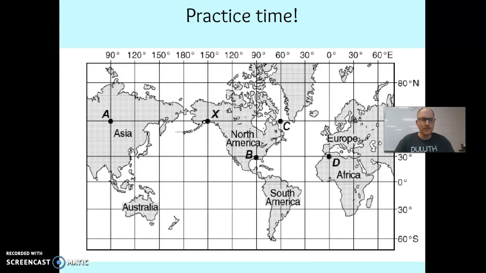Okay, so now you've had a chance to write down letter C. Let's walk through this. We always do latitude first. So the first thing we need to do is find the equator. The equator is right here at 0 degrees. Okay, now is letter C above or below the equator? It's above. Okay, so we're going to come here.